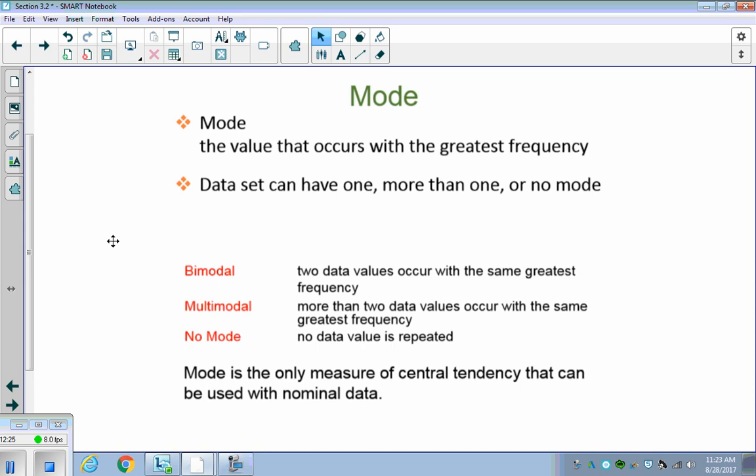So you can have something that's bimodal, meaning there are two values that had the same high frequency. Let's just say there were 4 people who scored a 92, and 4 people who scored a 78, and everything else was 3 or less. That would be bimodal. You can have multimodal, more than two values with the same greatest frequency, and of course we said you may not even have a mode.